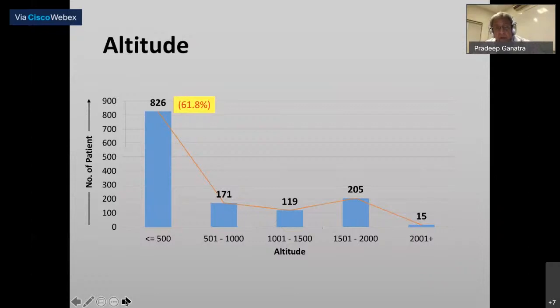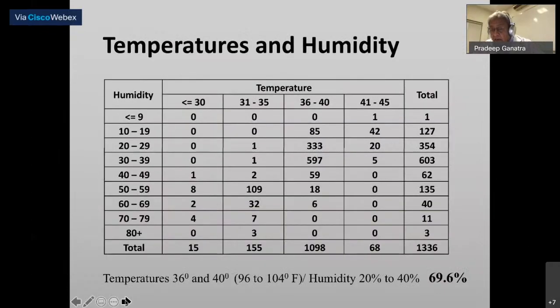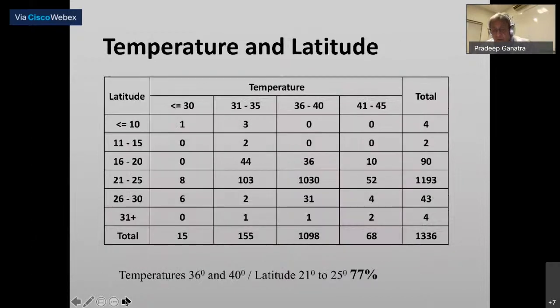All the above findings led me to study different permutation combinations. 69% of the study group stayed at temperatures between 36 and 40 with the humidity range of 20 to 40%. When we analyzed the relation of patients staying between temperature of 36 to 40 and latitude of 21 to 25 degrees north, it was 77% of the people who were staying in this area.